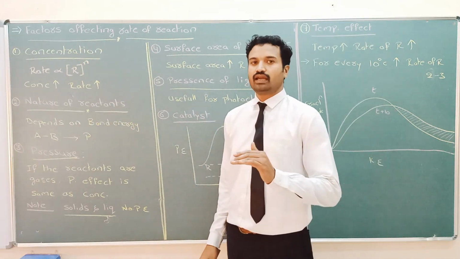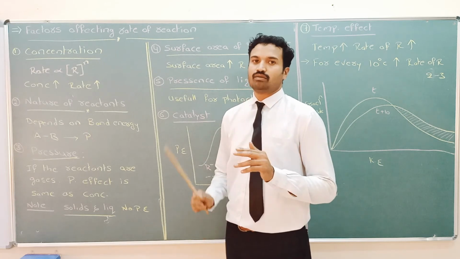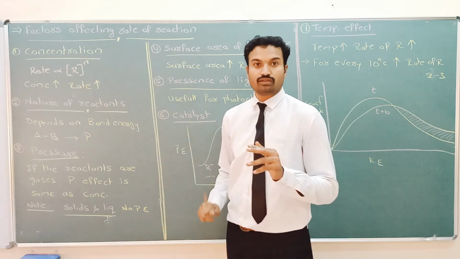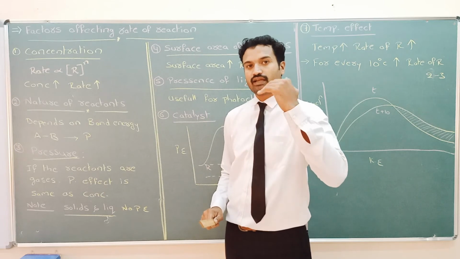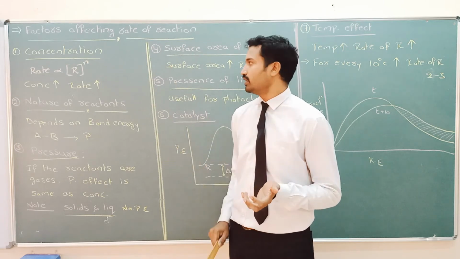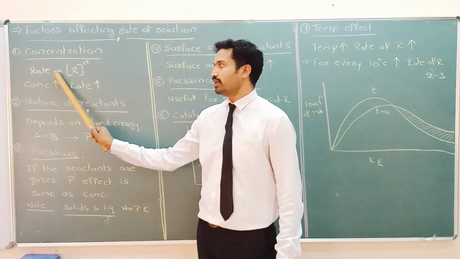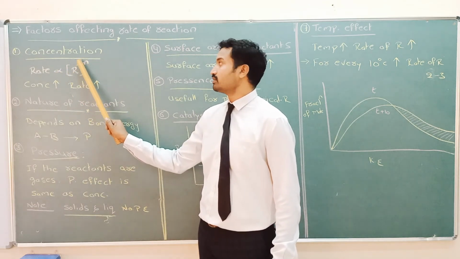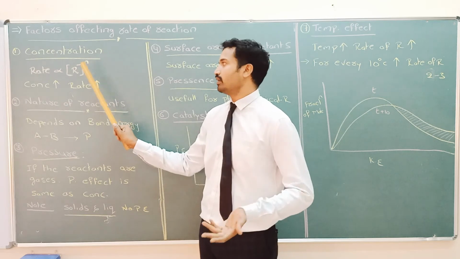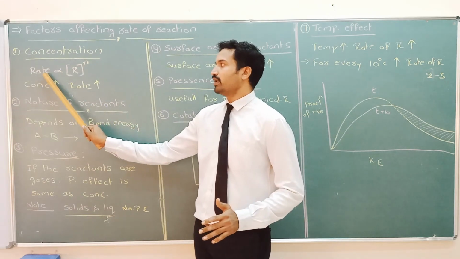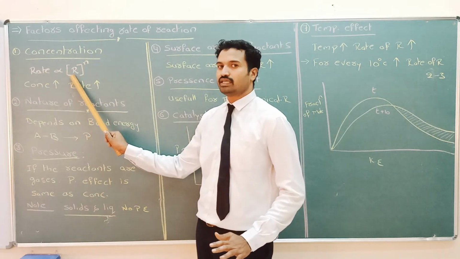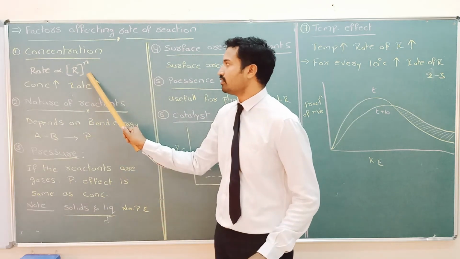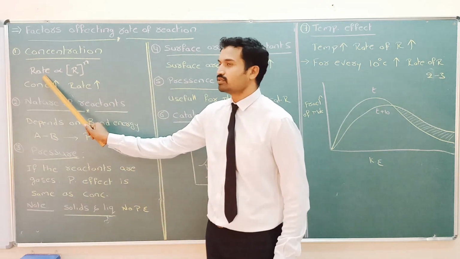If the reactant concentration increases, product formation also increases. So if the concentration of reactant increases, rate of reaction increases. So rate of reaction is directly proportional to concentration to the power of n. This n is called order, we will discuss it in the next topic. Now remember, rate of a reaction is directly proportional to concentration of reactant. If the concentration of reactant increases, rate of reaction also increases.